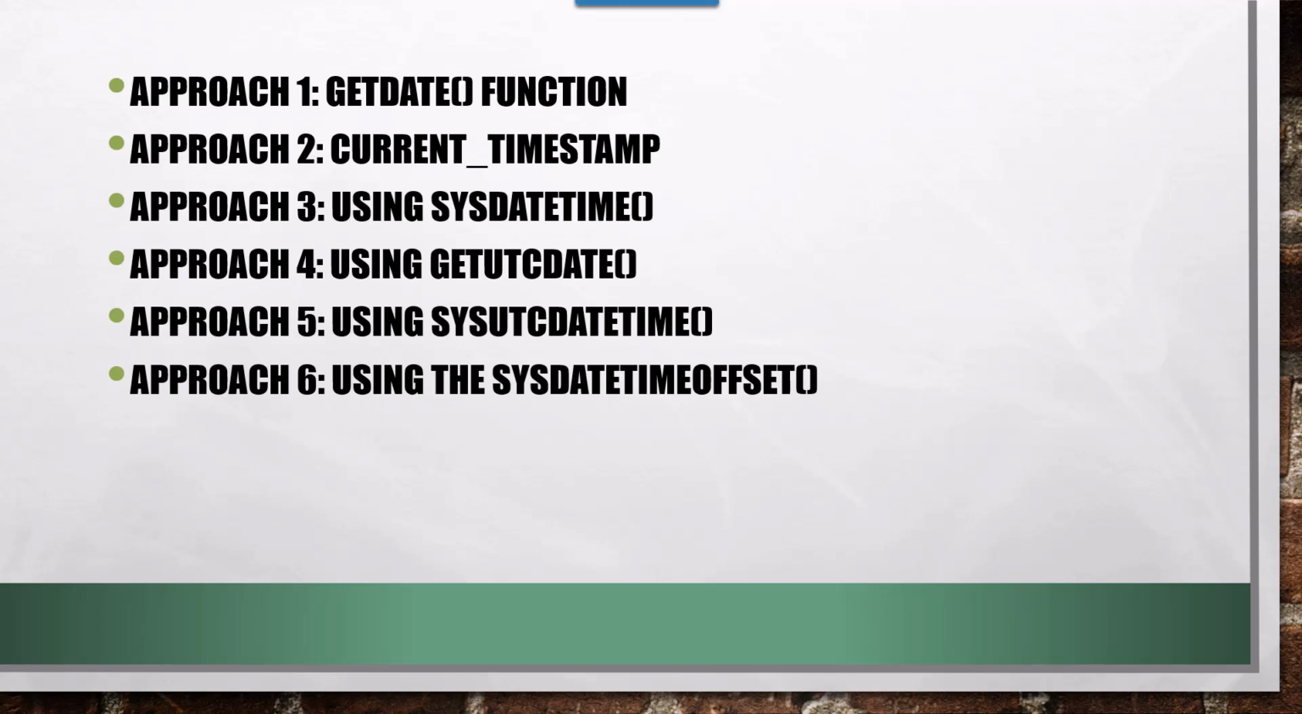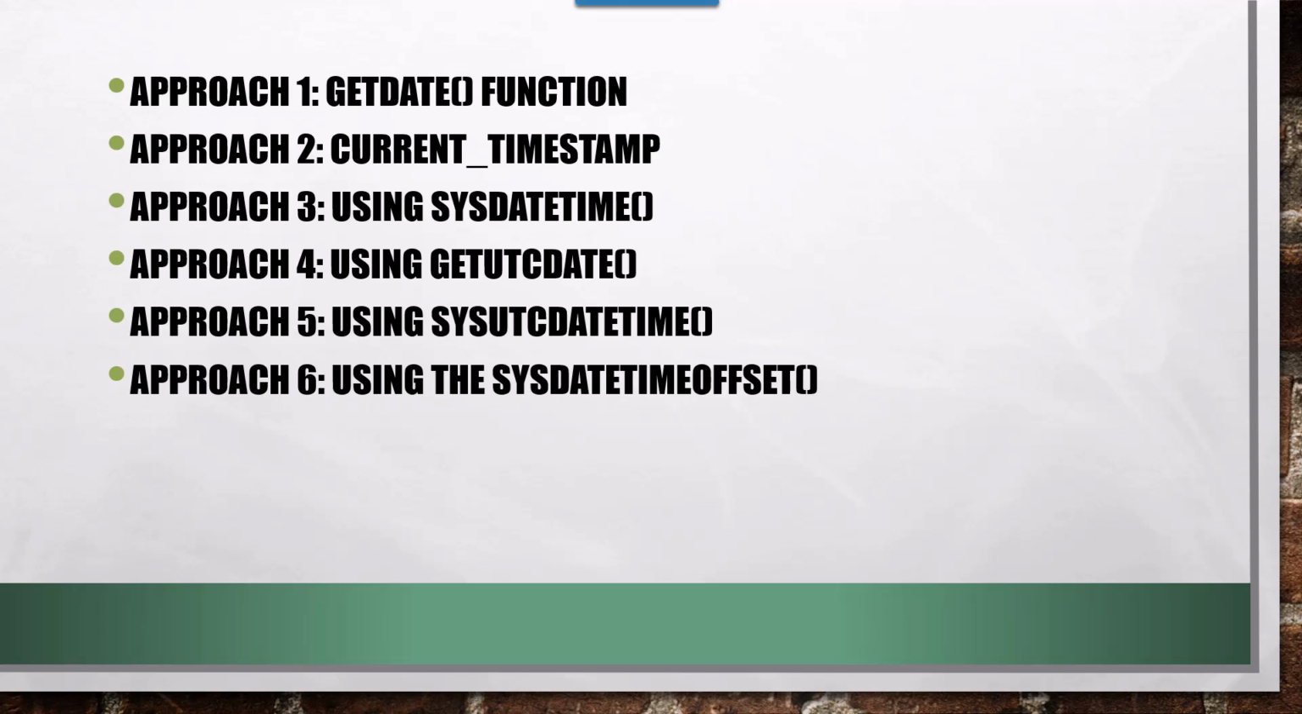The first approach is how we can use the GETDATE function to get the system date time, and then CURRENT_TIMESTAMP, and followed by that we will also see how we can use the SYSDATETIME function, and then the GETUTCDATE function, and using the SYSUTCDATETIME function. The final approach will be how we can use the SYSDATETIMEOFFSET function in SQL Server to get the system date time, right?